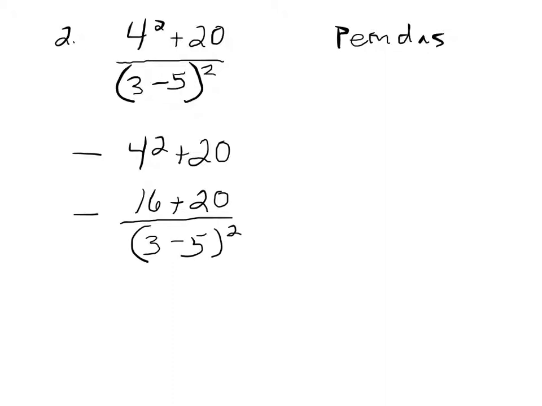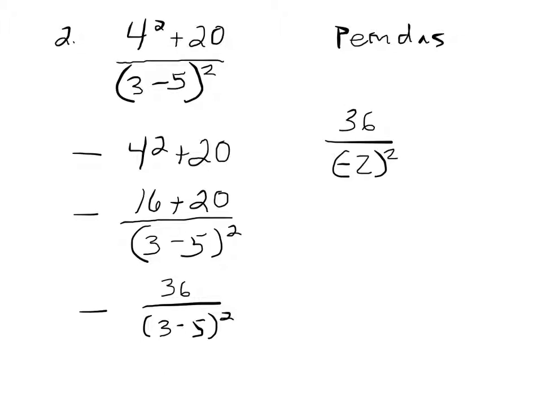So 16 plus 20 is 36. And then I've got 3 minus 5 squared. Okay, I got my numerator down to one number, so I can start working with my denominator now. 3 minus 5 is negative 2. And then negative 2 squared is 4. And 36 divided by 4 is 9.